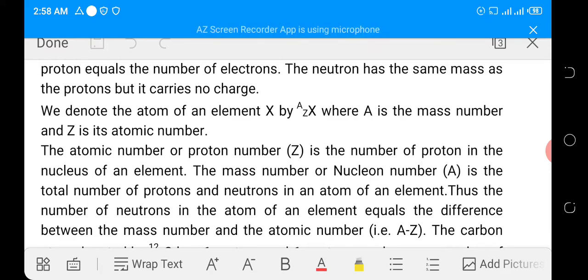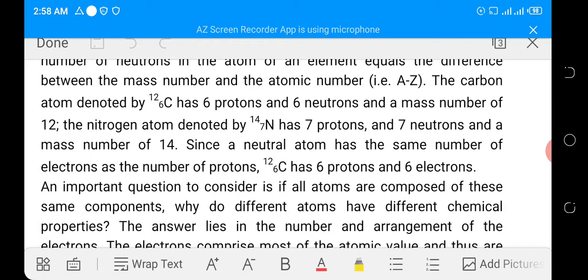Thus, the number of neutrons in the atom of an element is the difference between the mass number and the atomic number, that is A minus Z. The carbon atom denoted by 12 C means that it has 6 protons, 6 neutrons, and a mass number of 12. The nitrogen atom denoted by 14 7 N has 7 protons and 7 neutrons and a mass number of 14.